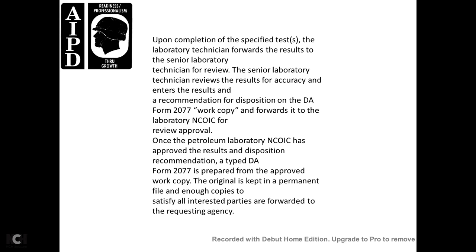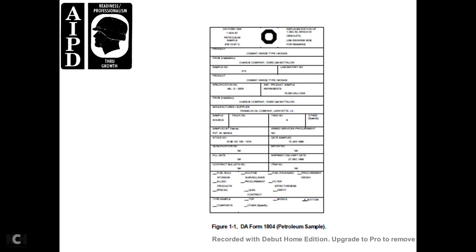The recommended disposition on the DA Form 2077 is copied and forwarded to the supply NCOIC for review and approval. Once the Petroleum Laboratory NCOIC has approved the results and the disposition recommendation, the DA Form 2077 is prepared as the approved working copy. The original is kept in the permanent file, with enough copies to satisfy interested parties, and forwarded to the requesting agencies. The DA Form 1804 shows the petroleum sample card.